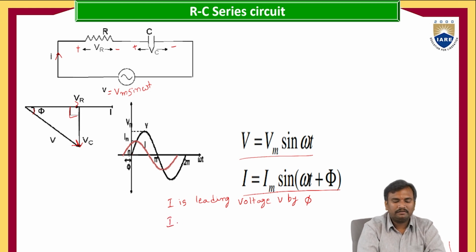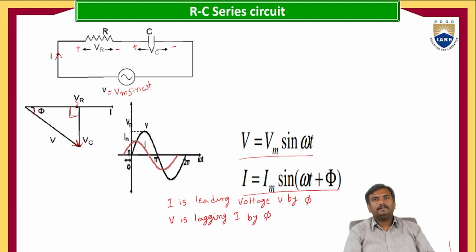And we can also write this as: the voltage is lagging the current by phi degrees. So these are the two statements we can give corresponding to the waveforms of the RC series circuit voltage and current.